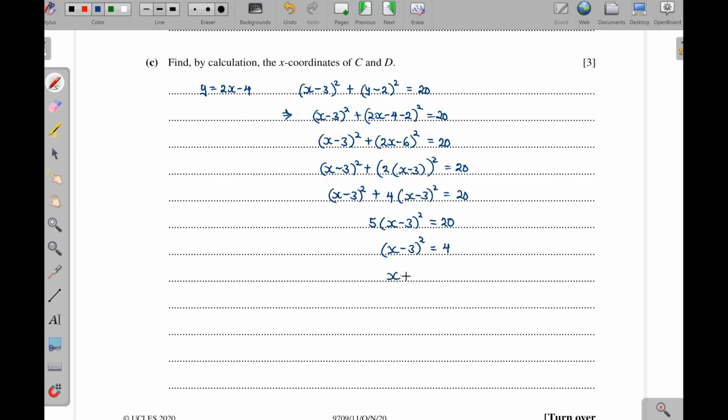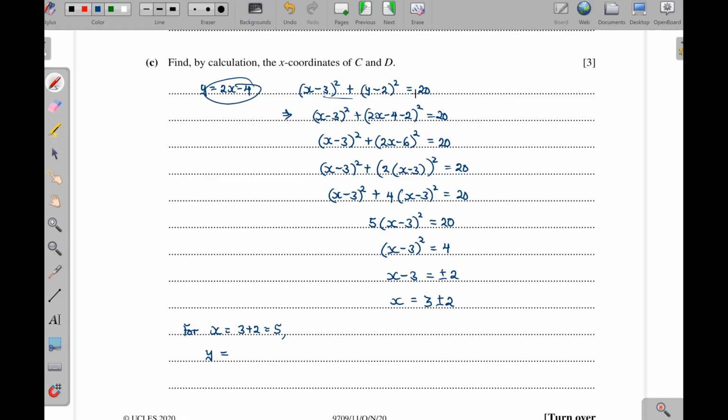Then you take the square root on both sides, then this one will be plus or minus 2. That means x is going to be, when you take this on this side, you will get a 3, then plus or minus 2. Now for x, which is equal to, this is 3 plus 2, which is a 5, okay? What will be the y?